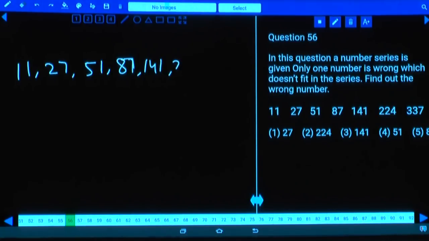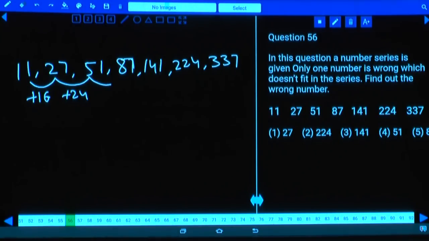11 plus how much is 27? 16. And the next one, 27 and 51, the difference between these two is 24. And 51 and 87, 36. Now 16, 24, 16 plus 8 is 24, 24 plus how much? 12. So 8 and 12. Next one.